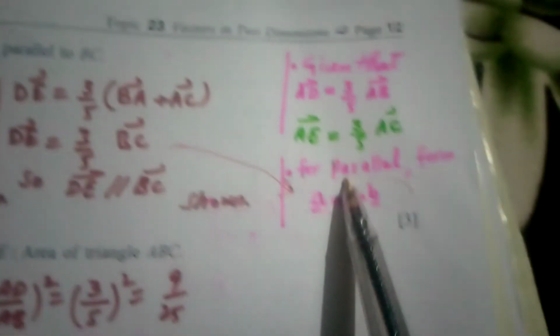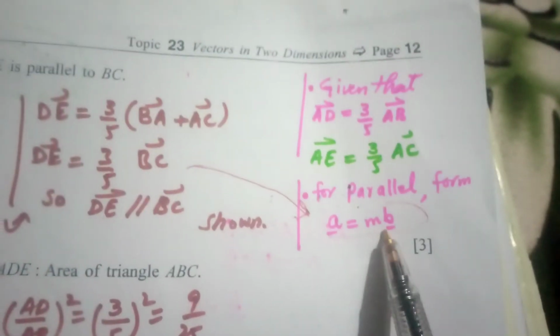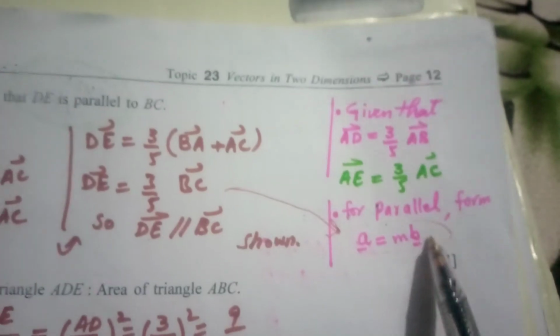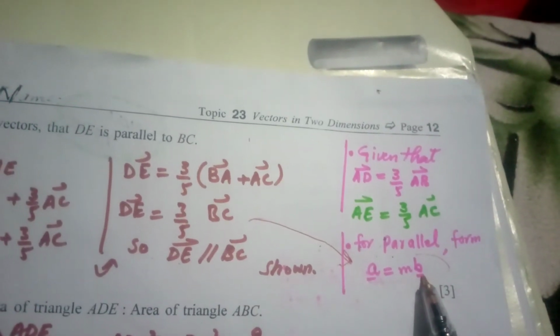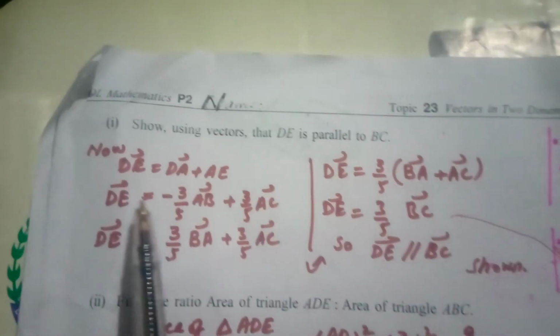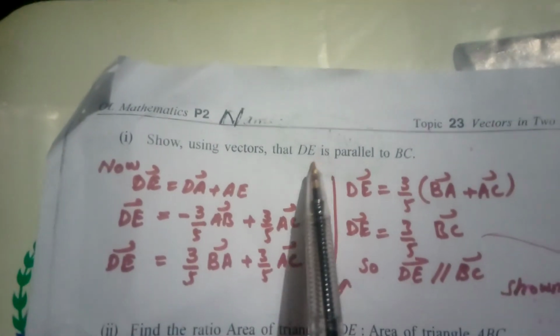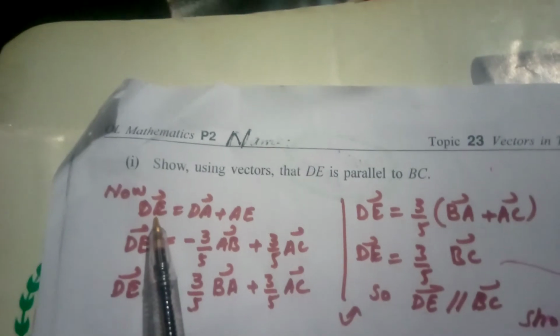Now the concept is, when you are using parallel vectors, the concept will be a ratio a is equal to mb. If two vectors can be written in this form, then such vectors will be parallel. So how can we use this concept here? DE is parallel to BC. First we find out DE.